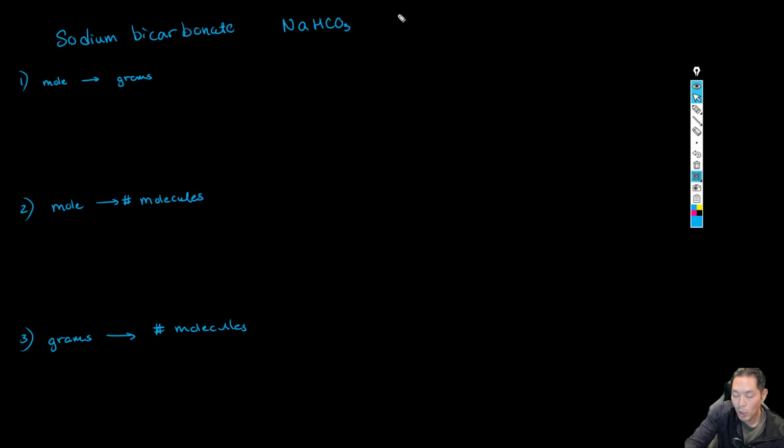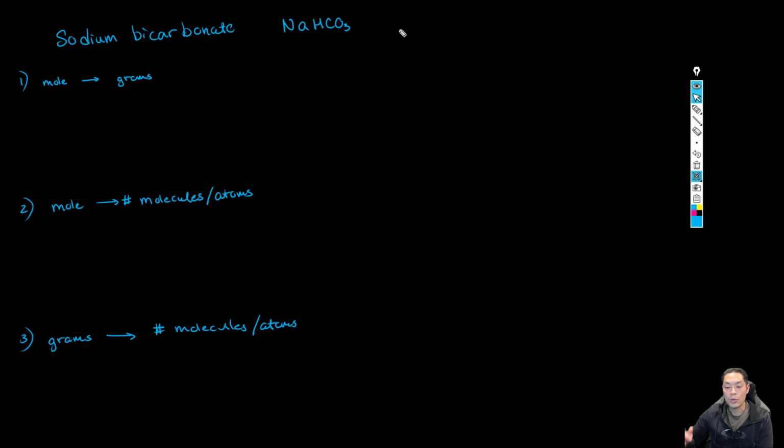NaHCO3. So this is a molecule. It's more than one element, so it's going to help us determine the three things I want to show how to do. Mole to gram, mole to number of molecules or atoms, and then grams to number of molecules or atoms, depending on the situation. So in this case, it's going to be molecules, but if it's just one thing, let's say it's just carbon, then it will be atoms itself.